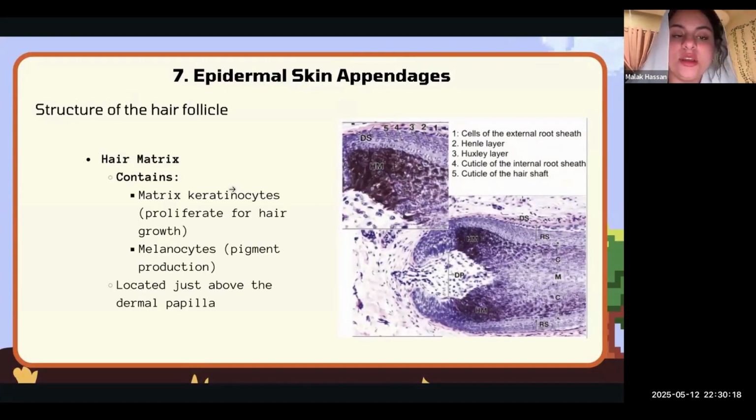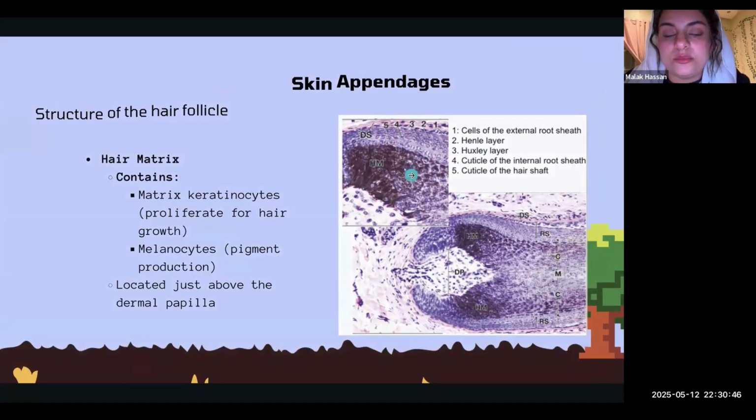Then the hair matrix. It contains matrix keratinocytes, which proliferate for hair growth, and you have the melanocytes, which are for pigment production. So you have keratinocytes and melanocytes in the hair, and they're located just above the dermal papilla. And then in this picture, you can see the cells of the external root sheath. You can see Henle's layer, Huxley's layer, and then the cuticle of the internal root sheath, and then the cuticle of the hair shaft.